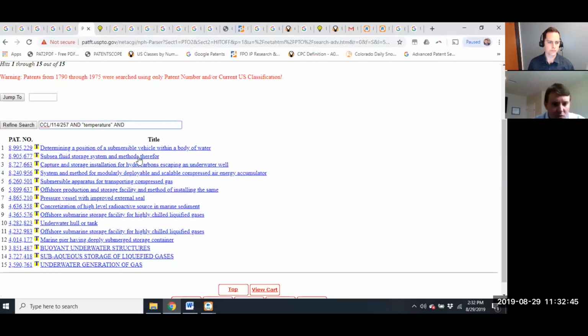subsea fluid storage system. So you see a lot of these are related to oil extraction and storage of natural gas, compressed gas, storage of oil. It's a distinct possibility that those could contain teachings that would anticipate this invention. So that's an important thing to take away from that.